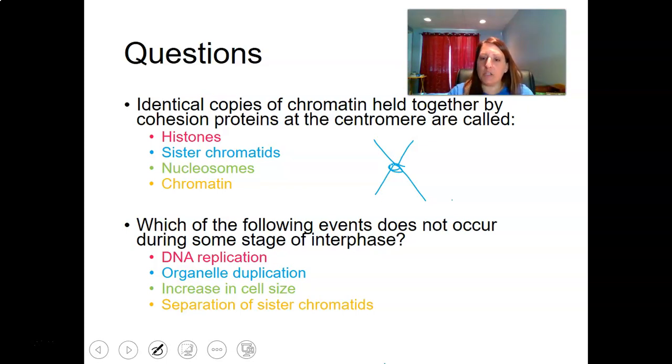Remember, DNA replication is going to happen during S phase of interphase. Organelle replication happens during G phase, usually G2 phase. Increase in cell size, I'm not sure if I touched on that. So we talked about growth, which hopefully you know that growth equals an increase in size here. That's going to happen in G1, maybe a little bit in G2 as well.